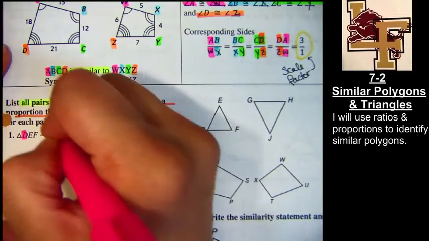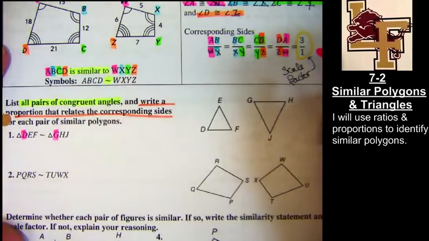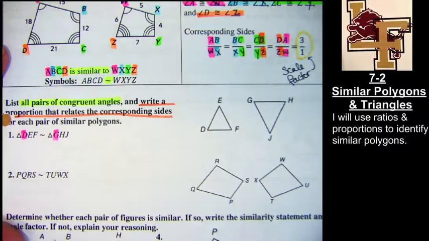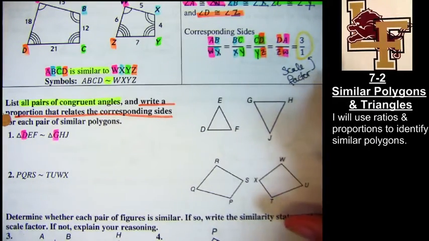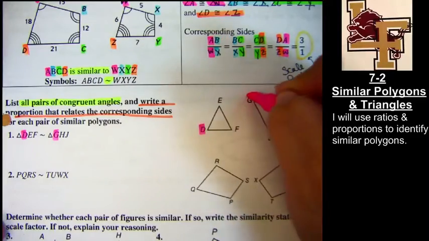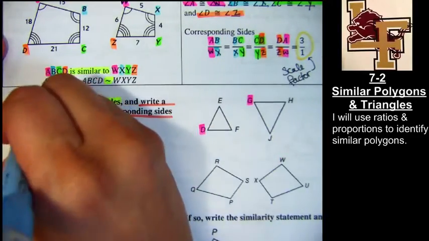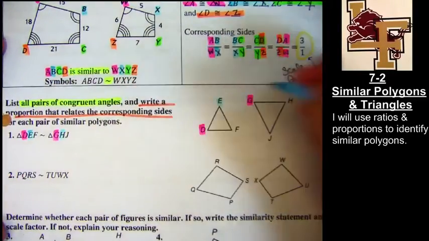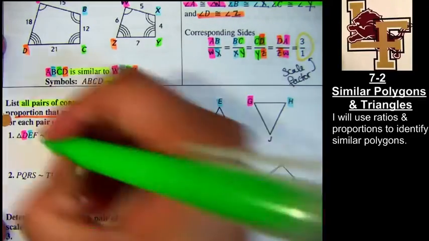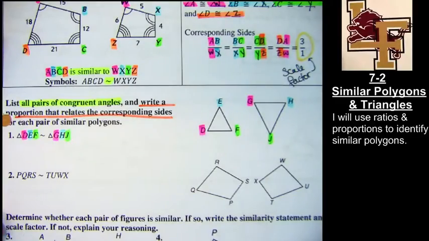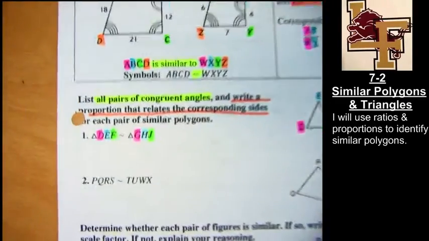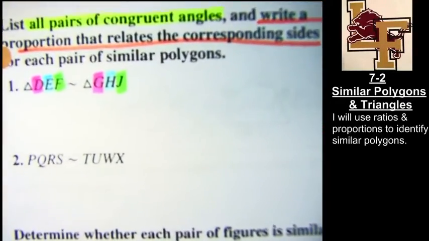All right, we've got triangle DEF similar to triangle GHJ. We're told that D corresponds with G, E corresponds with H, and F corresponds with J. Okay? That came directly from the order of the name.